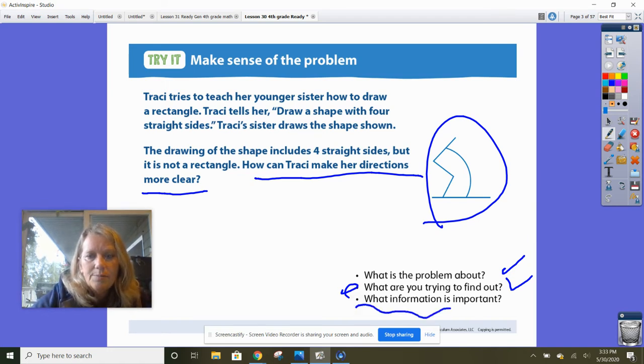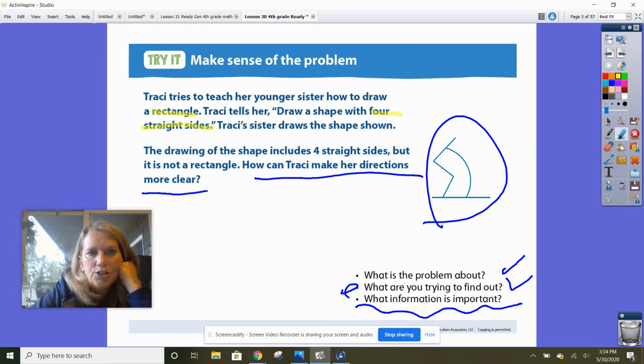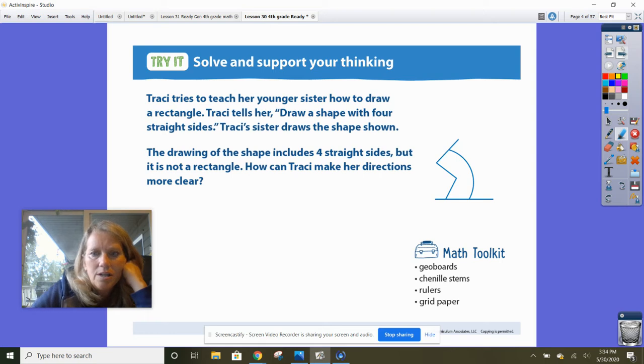Last read is what information is important. Tracy decides to teach her younger sister how to draw a rectangle. That sounds important. Let's go to my highlighter. Yeah, it's a rectangle. Tracy tells her, draw a shape with 4 straight sides, which is true. Tracy's sister draws the shape shown. The drawing of the shape includes 4 straight sides. 1, 2, 3, 4. But it is not a rectangle. Okay, so that's our important information.